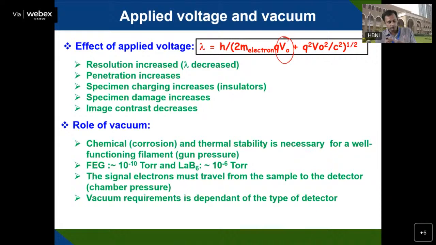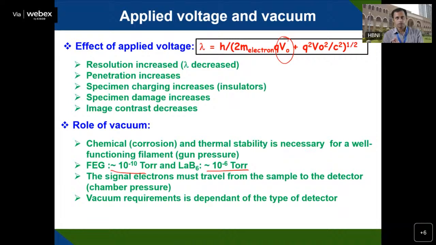In case of FEG, it is of the order of 10 to the minus 10, whereas in LaB6, 10 to the minus 6 order. So the signal electron must travel from the sample to the detector in the vacuum. Otherwise, if there is some gas, the electron can interact, so no ionization process can happen. That will interfere. So vacuum is the primary requirement, and is dependent on the type of detector.